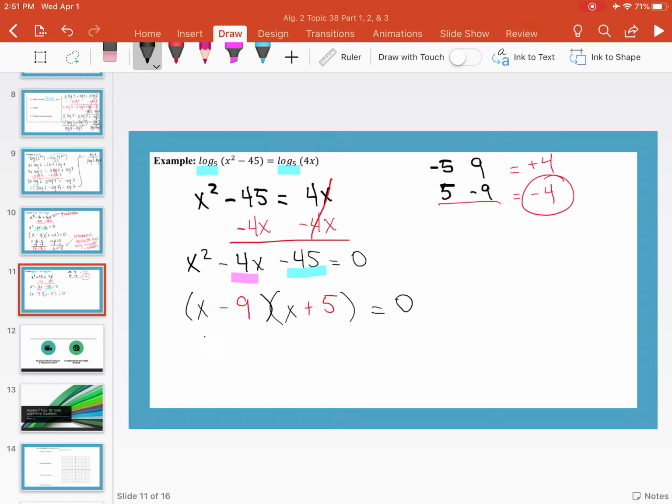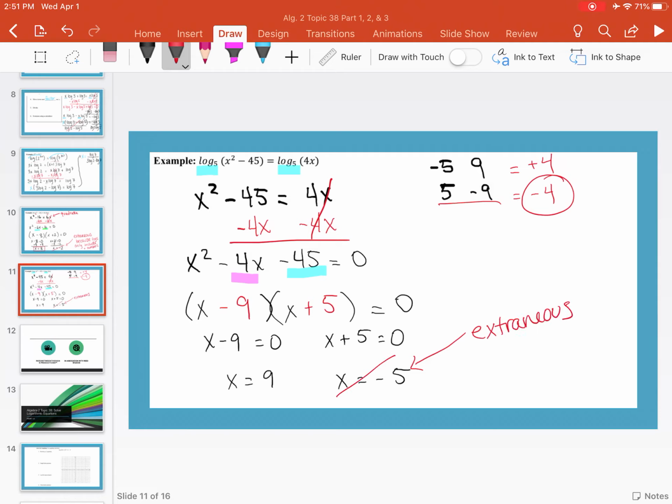Using the zero product property, x minus 9 equals 0 or x plus 5 equals 0. If we set them equal, x could either equal 9 or x could equal negative 5. But again, this is considered an extraneous solution. So we will not include it, and our answer here will be x equals 9.